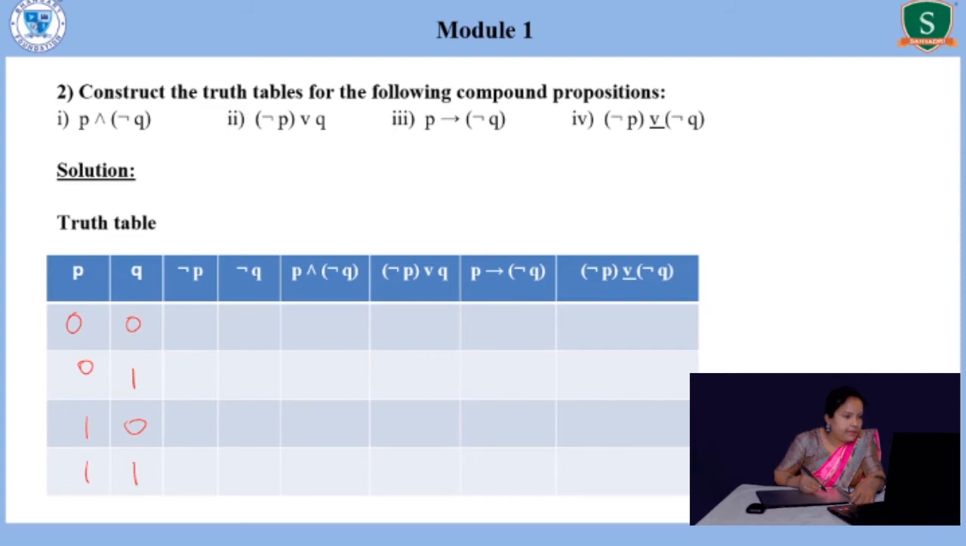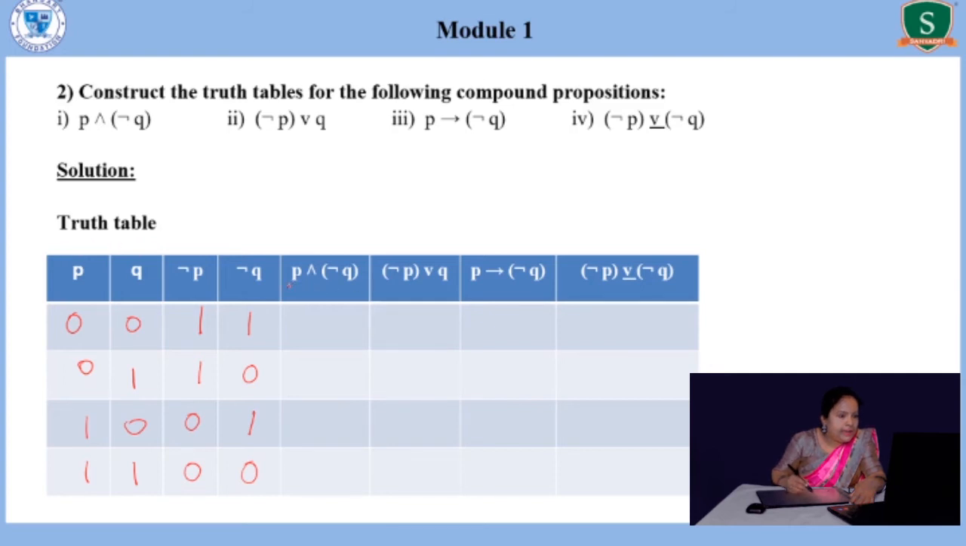00011011. What is negation P? Here P is 0, negation P is 1. P is 0, negation P is 1. Here P is 1, negation P will be 0. When P is 1, negation P is 0. Next, we need to find the negation Q. When Q is 0, negation Q is 1. When Q is 1, negation Q is 0. When Q is 0, negation Q is 1. When Q is 1, negation Q is 0.